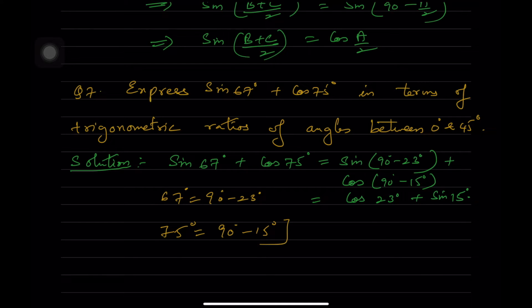So we have put this in this equation over here, and then you are getting sin 90 minus 23 is cos 23, plus cos 90 minus 15 is sin 15. Hence these angles lie between 0 and 45, whatever angles we have got, 23 and 15. So hence we have brought this in terms of trigonometric ratios of angles between 0 and 45.